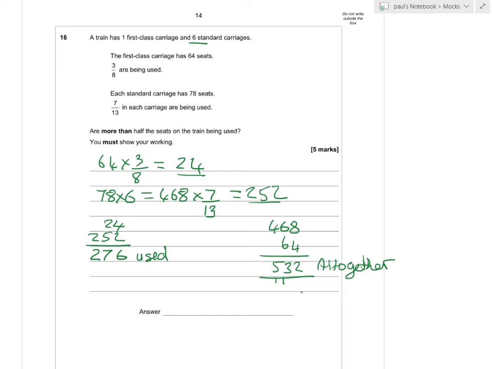So what's the best way of doing it? Are more than half the seats being used? So if we double that, and then if this number is bigger than this number, then more than half are being used. If it's smaller, then they're not. Okay, 2 6s are 12, 2 7s are 14, and 1 is 15, and 2 2s are 4, and 1 is 5. So that comes out as 552. So I would say, yes, more than half the seats are actually being used.